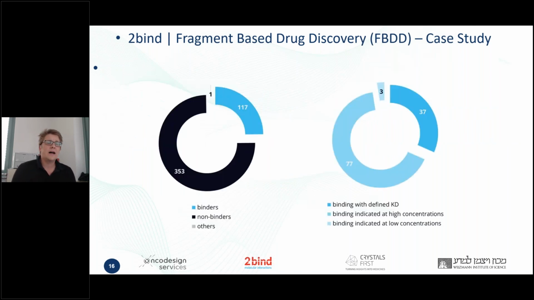Here's some statistics. Out of the 470, I think, molecules, around 100 were binding. I have to comment here, the rather large hit rate is due to the fact that the fragments were in silico pre-screened. Common hit rates are between 5 and 10%, I would say. And due to the fact that we use a full dose screening in a fixed format, there were 37 molecules with defined KD, basically fitting into the concentration ranges, but a larger fraction also with weaker interaction, and some which might even be more potent.